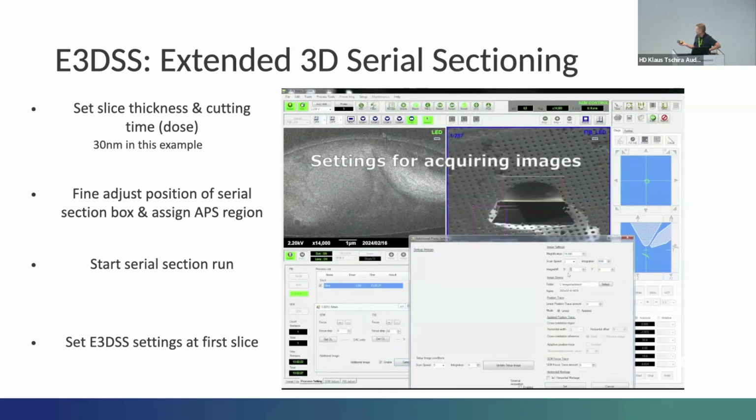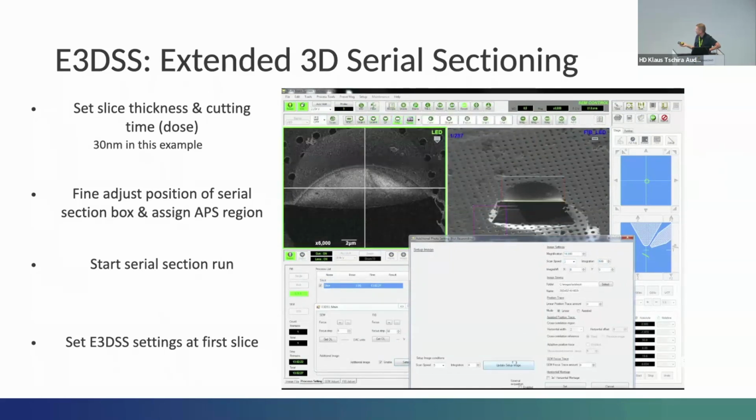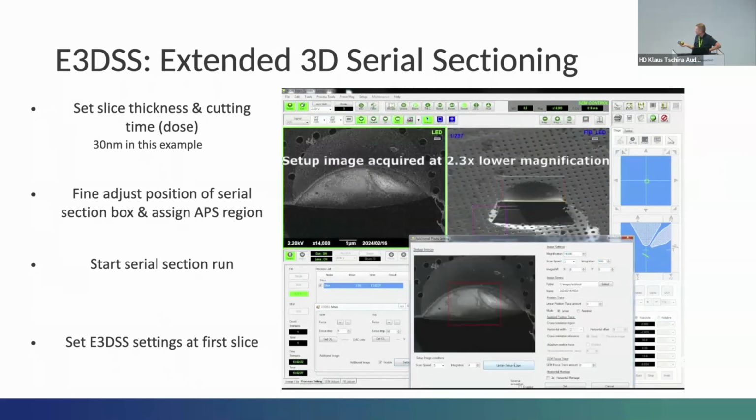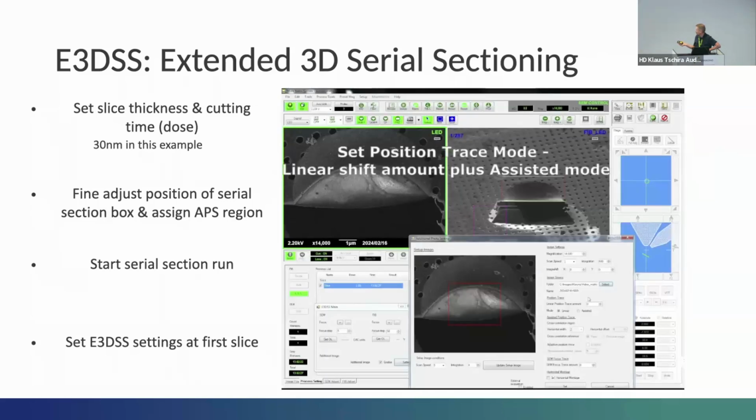We have an update image condition here, which is just going to give an overview setup image, which is a low magnification, low resolution image. It's just updating now. Okay, so you can see here in the middle a red box. So this is our imaging area of interest, and that's the area that's actually going to be acquired at the higher magnification imaging conditions.